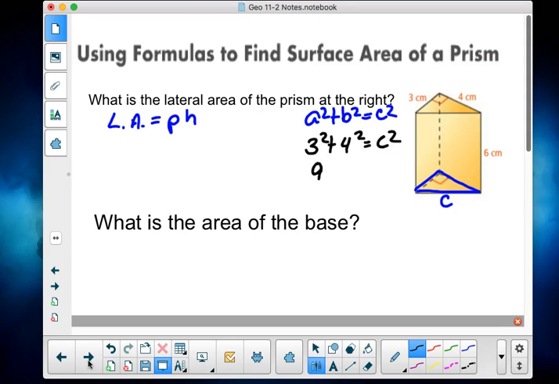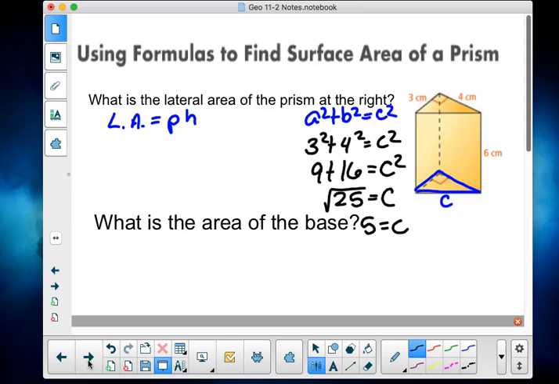3 squared plus 4 squared is equal to C squared. This is 9 plus 16 is equal to C squared. And this will be 25 is equal to C squared. And if I take that square root, 5 is equal to C. And hopefully you remember this from chapter 8 as a Pythagorean triple, a 3, 4, 5 right triangle, where 3 and 4 are the legs of the right angle.